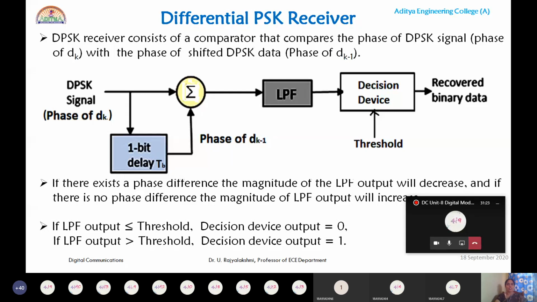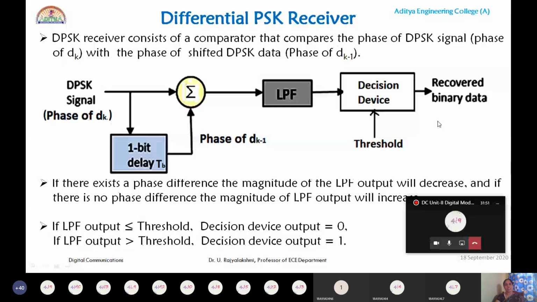And the multiplier output is once again applied to the low pass filter and decision device. So the common point here is that low pass filter and decision device are the common blocks or elements used for the reconstruction of the digital signal from the original format. Only the front end section for any kind of receiver will differ. Other than the front end, you should make use of low pass filter and decision device. These two elements are common for every receiver section.